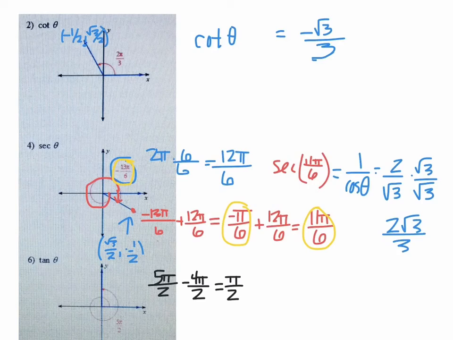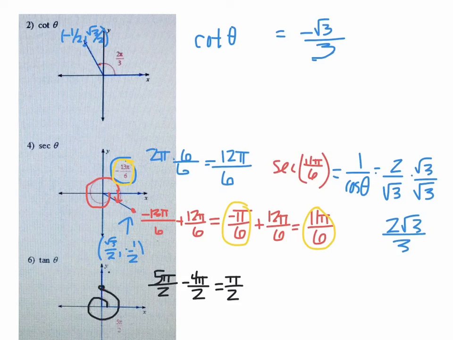Some people prefer to do it visually, and some people prefer to do it with numbers. Either way is fine. Notice on the picture, I'm going to start drawing. That's pi over 2, 2 pi over 2, 3 pi over 2, 4 pi over 2, 5 pi over 2. Some people do it that way.